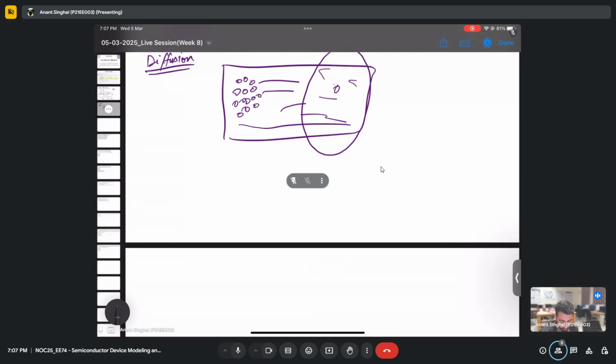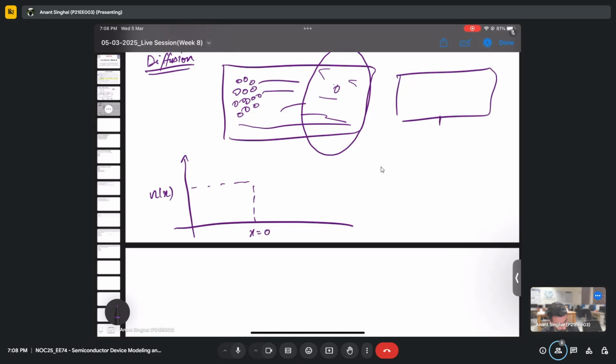Yeah. So this is what diffusion is. Now what we'll do is we'll consider diffusion. First of all, we need to derive some of the formula. So what I'll consider is, let's say this is the concentration of electrons in terms of x, that is the position. So let's say this is x equals to 0, I'm talking about a semiconductor bar. Let's say the semiconductor bar is L length long.